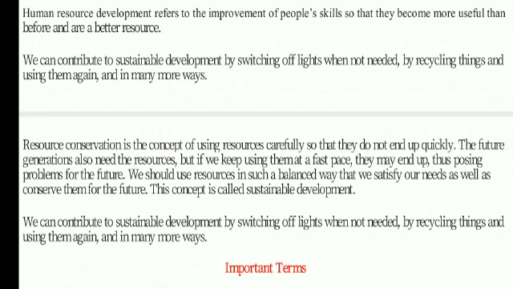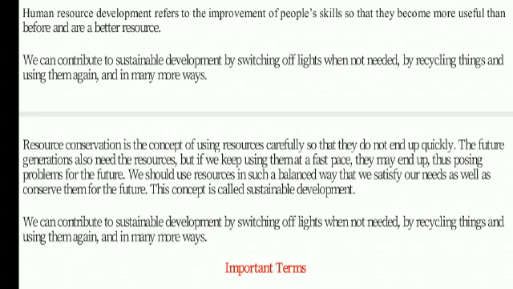Resource conservation is a concept of using resources carefully so that they do not end up quickly. The future generations also need the resources, but if we keep using them at a fast pace, they may end up, thus posing problems for the future. We should use resources in such a balanced way that we satisfy our needs as well as conserve them for the future.